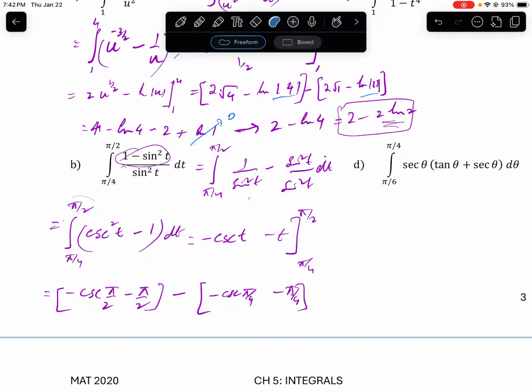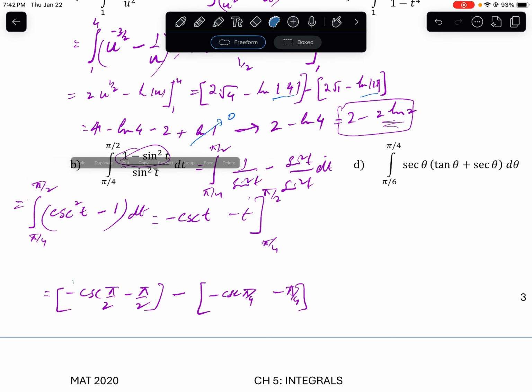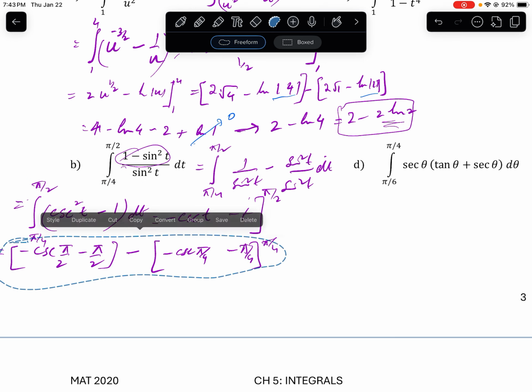Need more space. And move this one over here, and then I should be able to write the answer here.